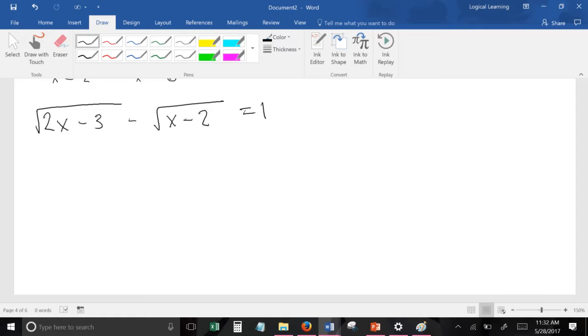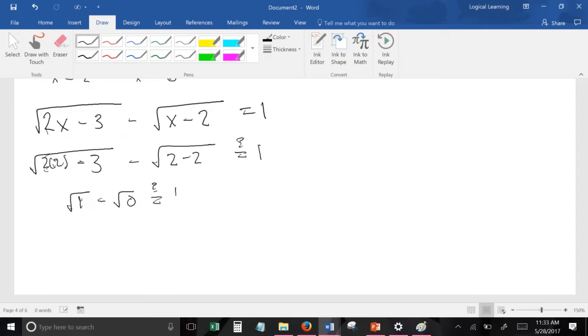So let's start with our solution of 2 and see if we put 2 in for x here, we do in fact get that. So the square root of 2 times 2 minus 3 minus the square root of 2 minus 2. I want to know, does that equal 1? 2 times 2 is 4. 4 minus 3 is 1. So you have the square root of 1 minus the square root of 0. Does that equal 1? Well, the square root of 0 is 0. The square root of 1 is 1.